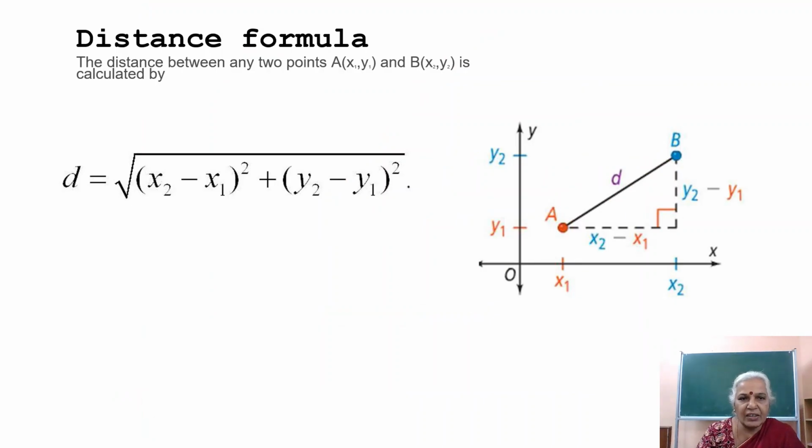Here it is, the distance formula. The distance between 2 points on the plane where A is x1, y1 and B is x2, y2. To find the distance between A and B, we have to use the formula x2 minus x1 whole square and y2 minus y1 whole square, and square root. That is, distance formula is equal to square root of x2 minus x1 whole square plus y2 minus y1 whole square.